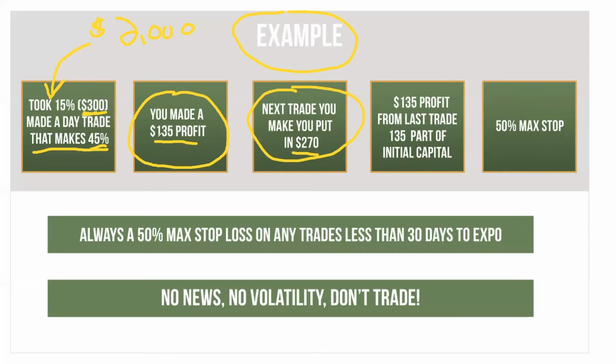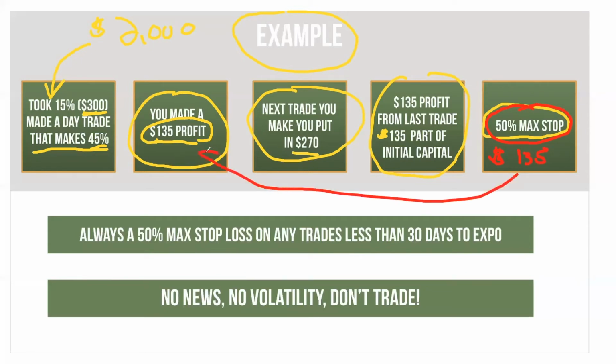So you're using the profits from the first trade plus $135 of your initial capital. So $135 profit from the last trade and $135 part of the initial capital. And guess what? If you have a max loss of 50% and that trade goes against you, how much are you losing? You're losing $135, right?